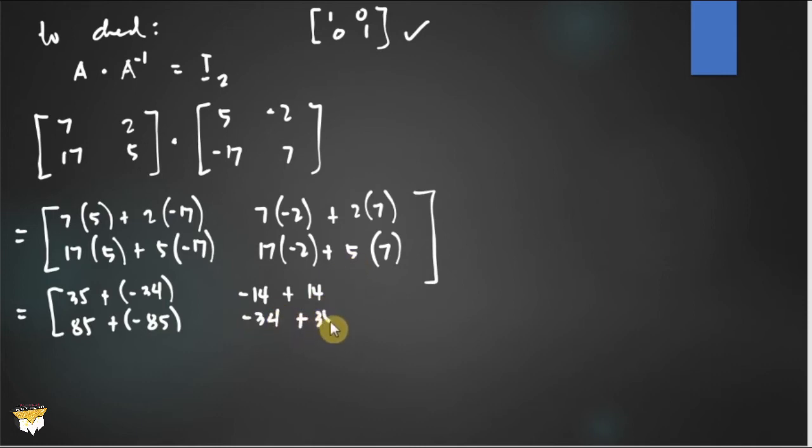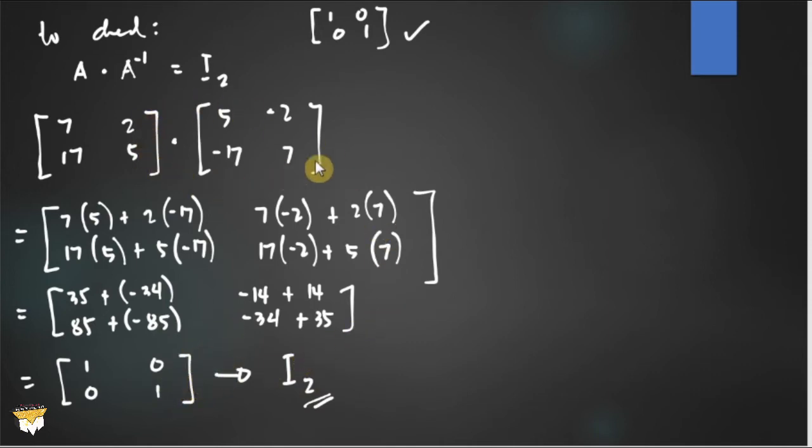Then, we have here, that's negative 34. Then, plus 35. Okay, of course, when we add this, this means subtraction. So, 35 minus 34 is just 1. And then negative 14 plus 14, of course, that's 0. Then 85, that means subtraction. 85 minus 85 is 0. Then negative 34 plus 35, that means subtraction, that is equal to positive 1. So this is already the identity matrix of a 2 by 2 matrix. Okay, so therefore, nakapunta tayo sa identity matrix na 2 by 2.